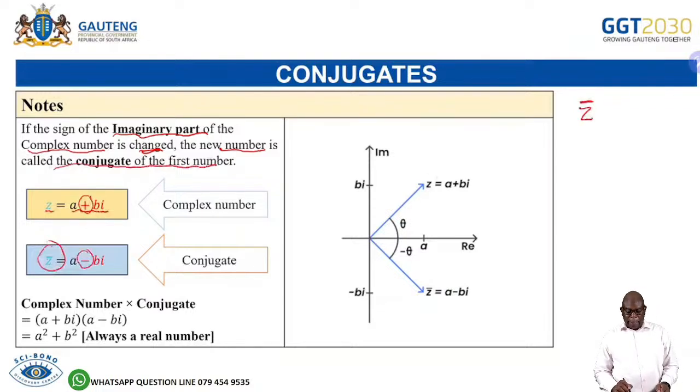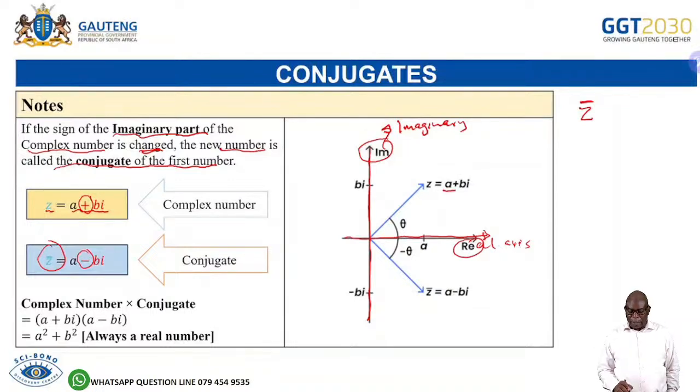In the sketch here, this one is the y-axis. But in complex numbers, we no longer call it the y-axis, we call it the imaginary axis. This one is the x-axis, which we now call the real axis. So if I've got z equal to a plus bi, the conjugate of that will be on this side. Can you see the conjugate of that is a minus bi? If I take a complex number and multiply it with its conjugate, I always get a real number.